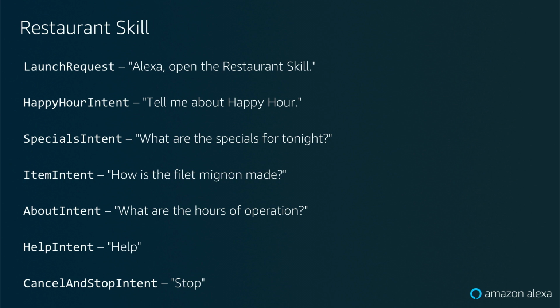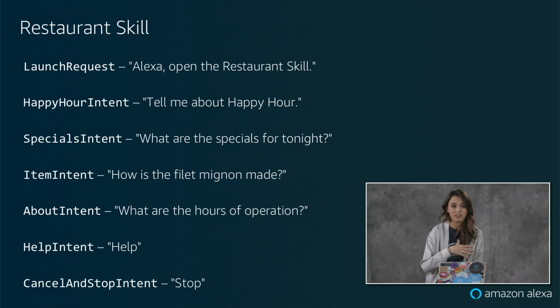Happy hour intent would be if a customer asks about the happy hour for that day. And so she would list off the items that were on happy hour and maybe the times for happy hour. Specials intent would be the specials for the evening. The item intent would be if you asked about a specific menu item or a specific happy hour or specials item. The about intent would give you just simple logistics behind the restaurant, like hours of operation, maybe directions to the restaurant. And then finally, we have the built-in required intents, which would be help, cancel, and stop.